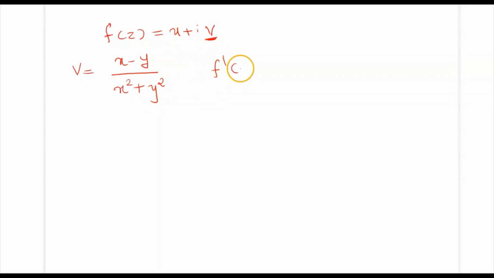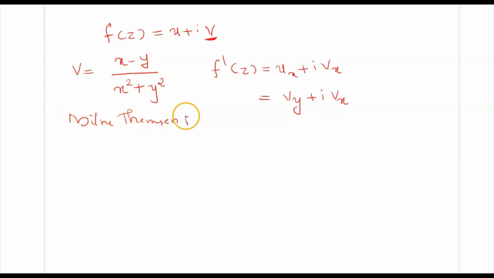Here f dash z is equal to ux plus i vx. We find an analytic function f, so u and v satisfy the CR equations. So ux is equal to vy, and f dash z is equal to vy plus i vx. Instead of ux, we write vy. Then we can calculate vy and vx using this v, and integrating with respect to z gives the function f of z. So here we use the Milne-Thomson method to find this analytic function.